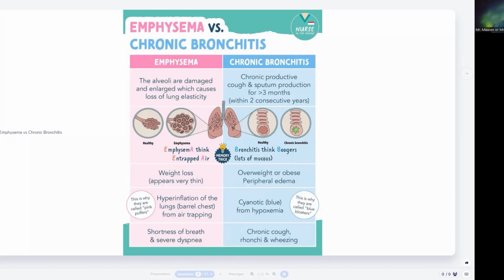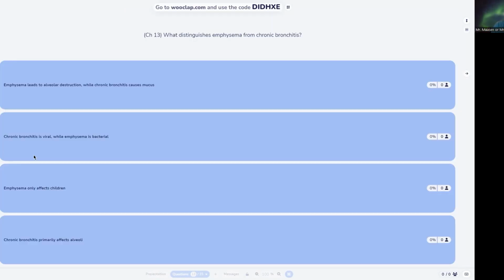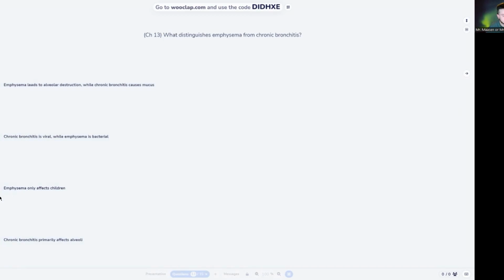Hopefully that helps summarize it a little bit better. So what distinguishes emphysema from chronic bronchitis? How do you answer that question? You need to know the difference between these two COPDs, chronic bronchitis and emphysema. It's just going to be so much more helpful if you get that down.